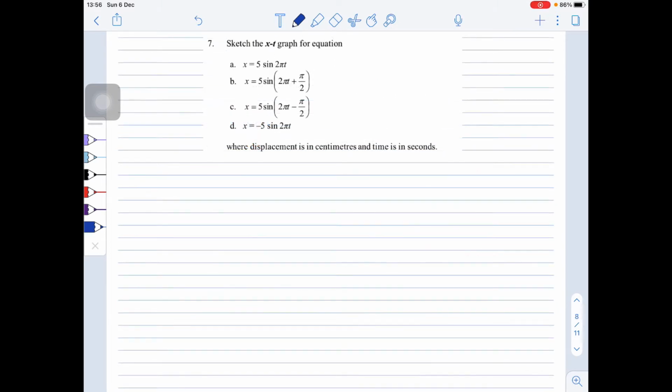Okay, so now let's look at question B here. So question B, x is equal to 5 sine 2 pi t plus pi over 2. Okay, dia lebih kurang sama dengan yang the first one tadi, dengan question A dekat sini kan. Tetapi yang membezakan adalah we now have pi over 2. So this one is what we call as phase shift.